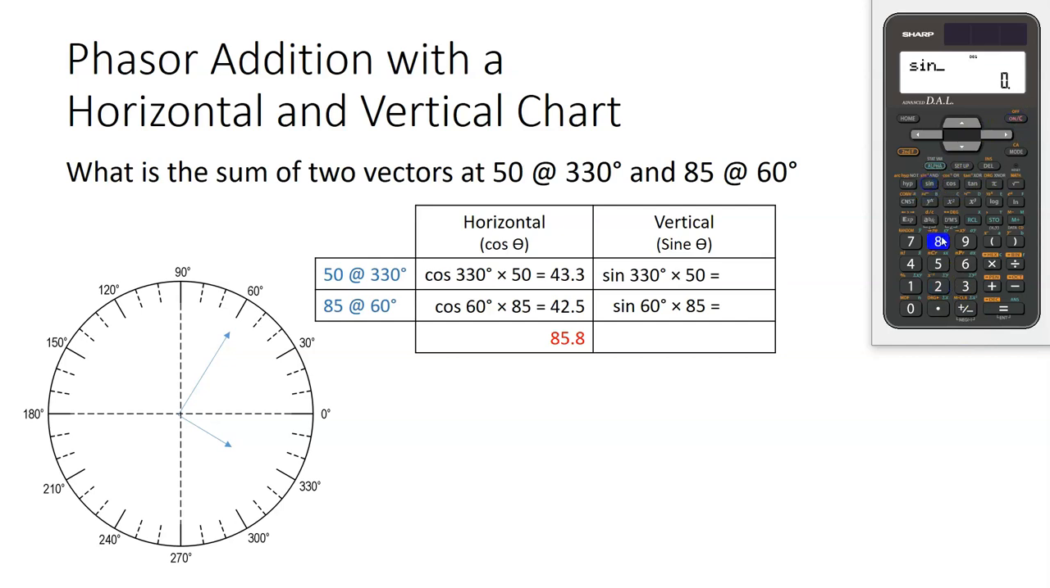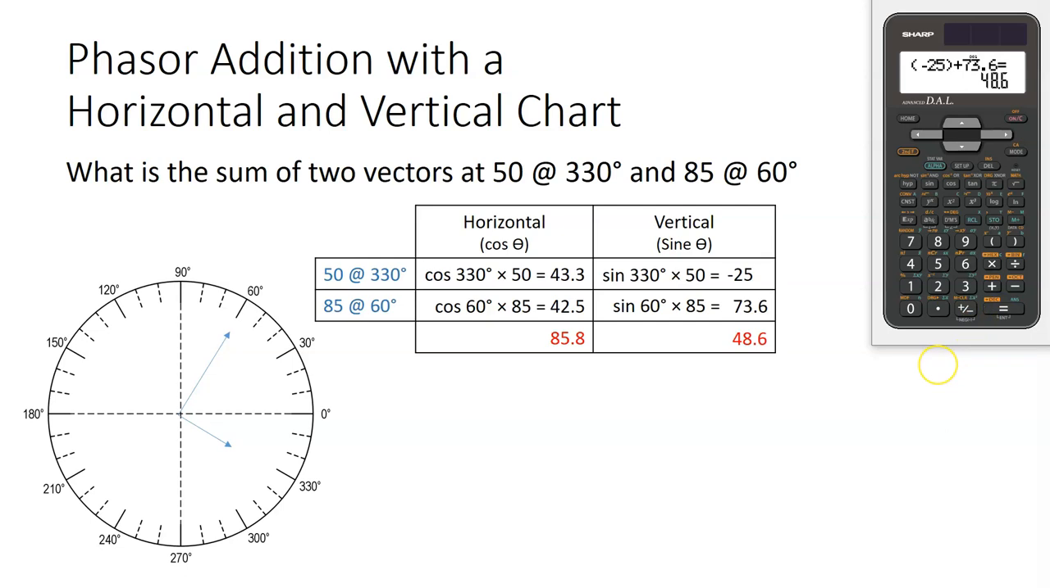And then work on our verticals. Sine of 330 multiplied by 50 gives us a negative 25. We'll take the sine of 60 now and multiply it by 85 to get the vertical component of that vector. 73.6. Enter that on our horizontal and vertical chart as the vertical component for that vector. Add those two vertical components together. Again, remembering that our first vector, the vertical component, was a negative 25 plus 73.6 equals 48.6. Enter that on our chart.